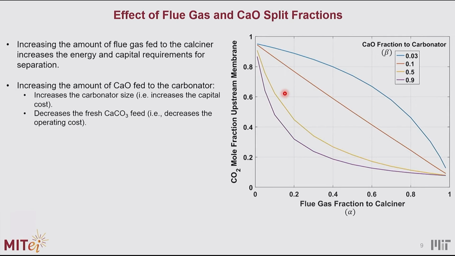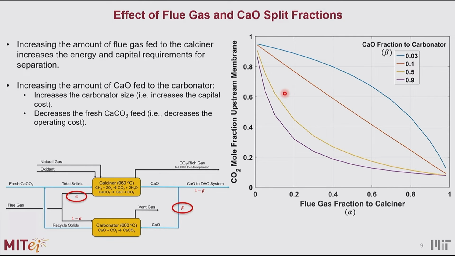And then the second thing that we want to talk about is the split fractions: the amount of flue gas going to the calciner, and the split fraction for calcium oxide, the amount of calcium oxide being recycled to the carbonator. To remind you, how does this look? We're talking about alpha and beta here. On this figure, we have on the x-axis alpha, the flue gas fraction to the calciner, and each curve has a constant value for beta. And then on the y-axis, we have the CO2 mole fraction before the membrane. We care about the concentration of CO2 in this stream going to the separation system, because the higher the CO2 concentration, the easier the separation will be, and the lower the energy requirement for separation.